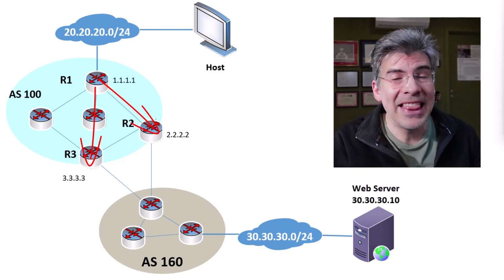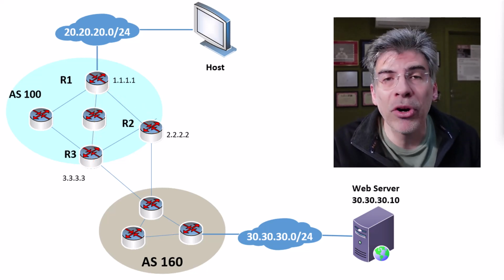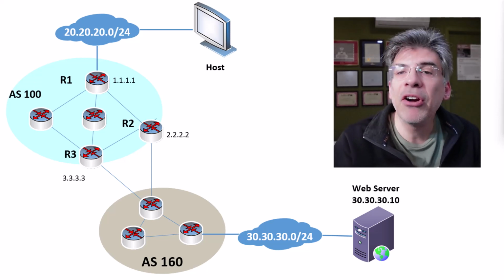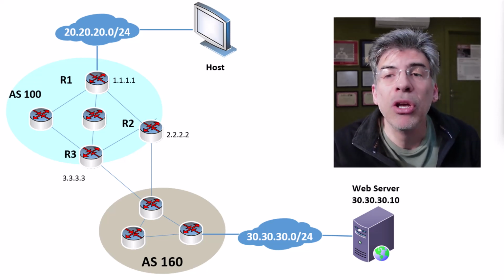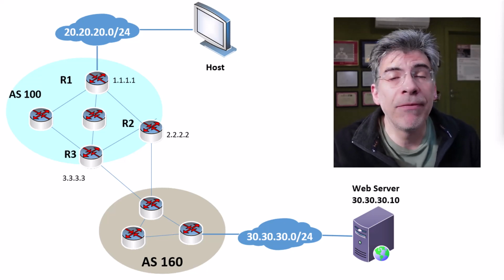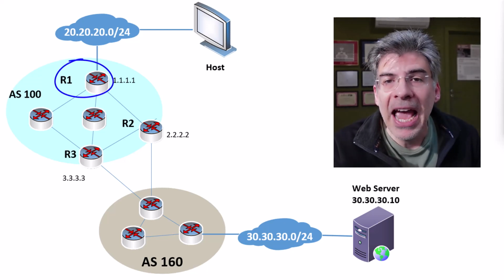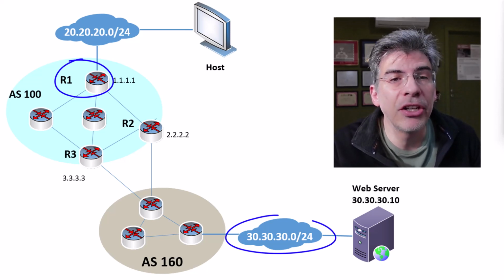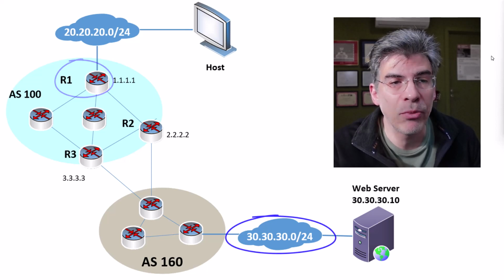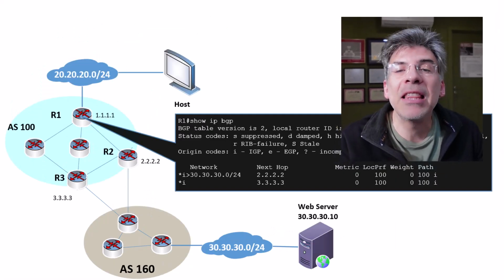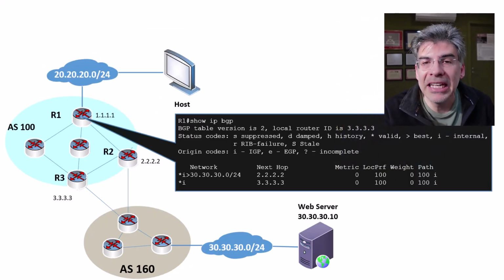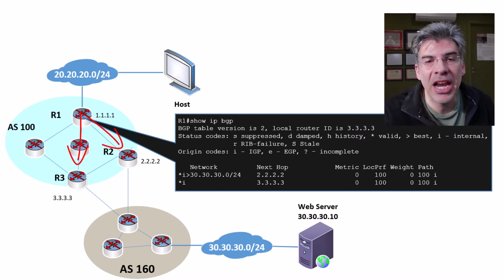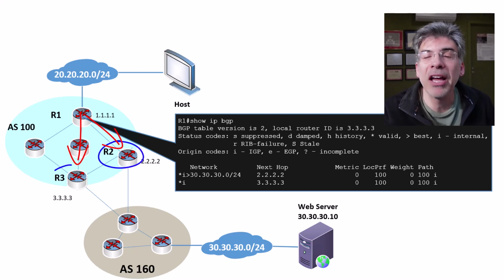Now, in order to understand that better, let's take a look at a more specific example. Let's take a look at this topology to get a better idea of when this attribute will act as a tiebreaker. Now, our focus will be on R1, and the destination network we're going to be examining is the 30.30.30.0/24 network. So let's take a look at the BGP table found in R1. We have learned about two possible paths to get to the destination network, one via R2 and one via R3.